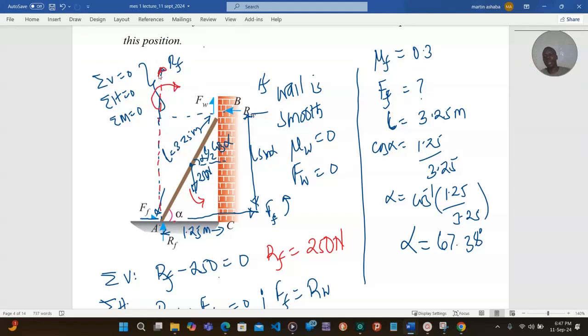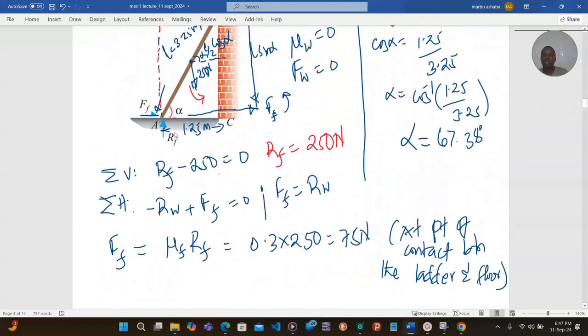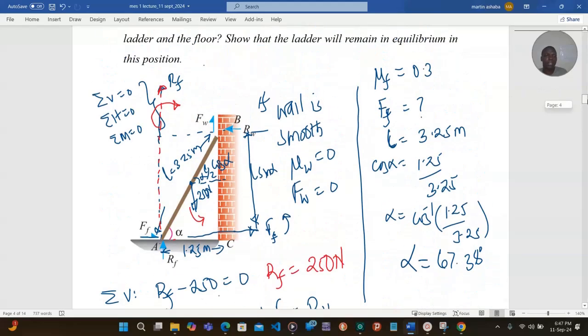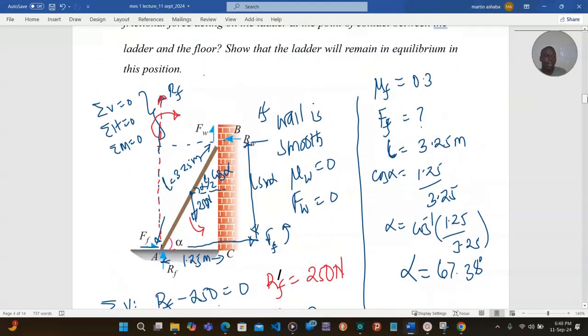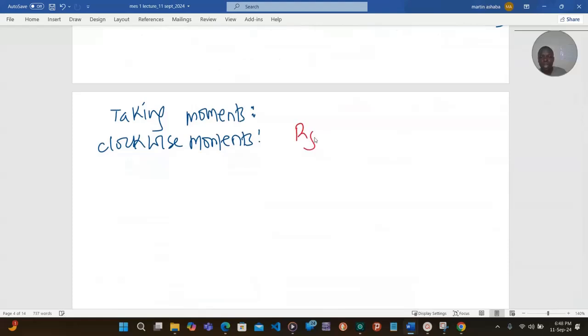So what is the perpendicular distance? It will be RF times 1.25, from here to there. It's the same as from here to there. So it will be RF times 1.25. But this is 250 times 1.25. The answer that we are getting is 312.5 newtons. Then let's look at anti-clockwise moments.